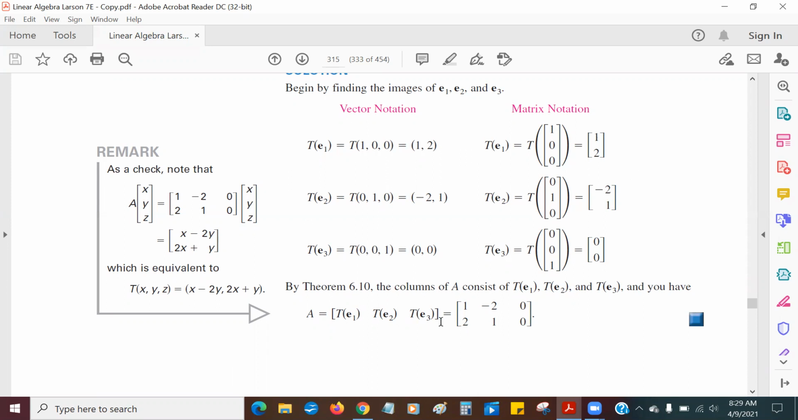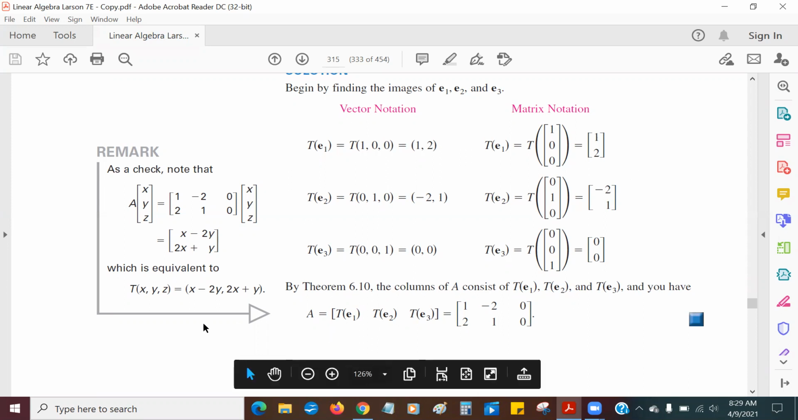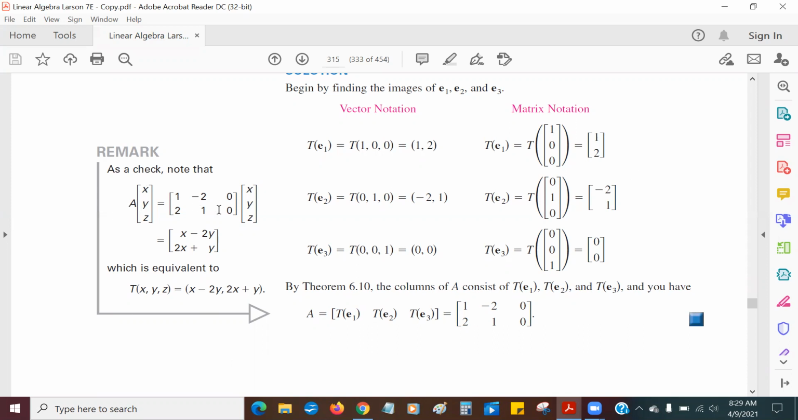So let's just check it here. If I multiply the matrix A times (x, y, z), that's going to be this matrix times (x, y, z), which, if you do the multiplication, you get x minus 2y, 2x plus y, which is the same thing as what we started with, that T of (x, y, z) is (x minus 2y, 2x plus y). But just see how it's so much easier to read this way.